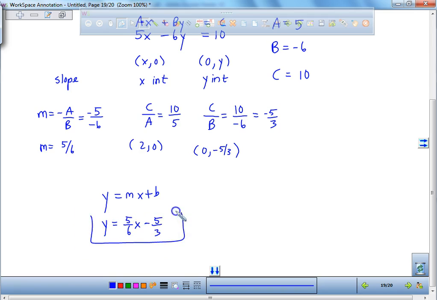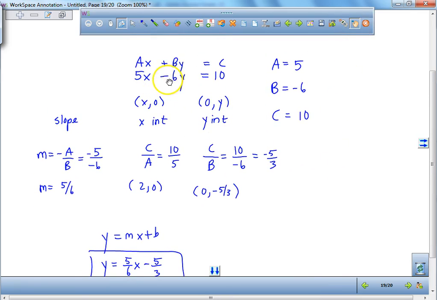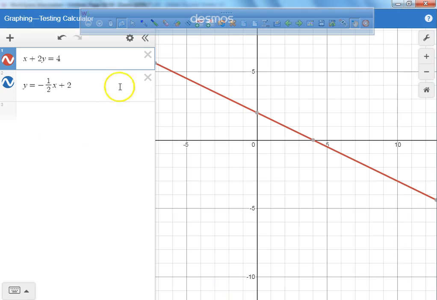That's my answer in slope-intercept form. So what did we start with? 5x minus 6y equals 10. What did we finish with in slope-intercept form? Y equals 5/6x minus 5/3. What can I do to make sure I did everything right? Type it into Desmos.